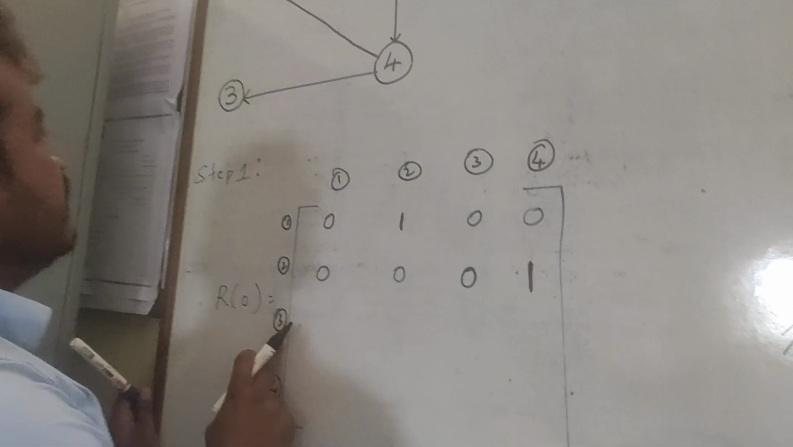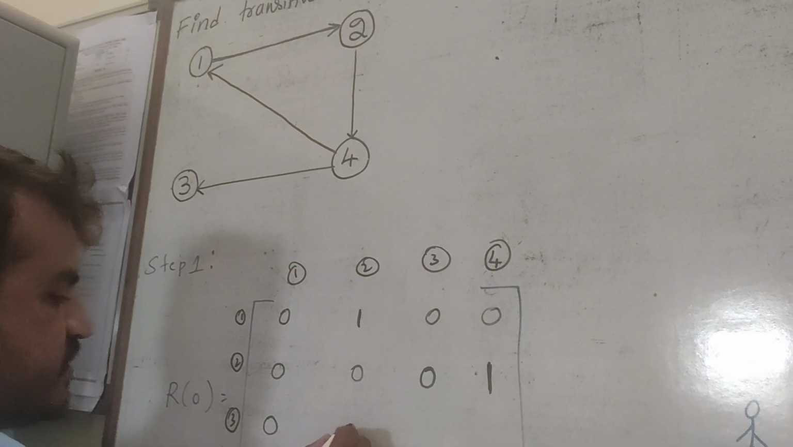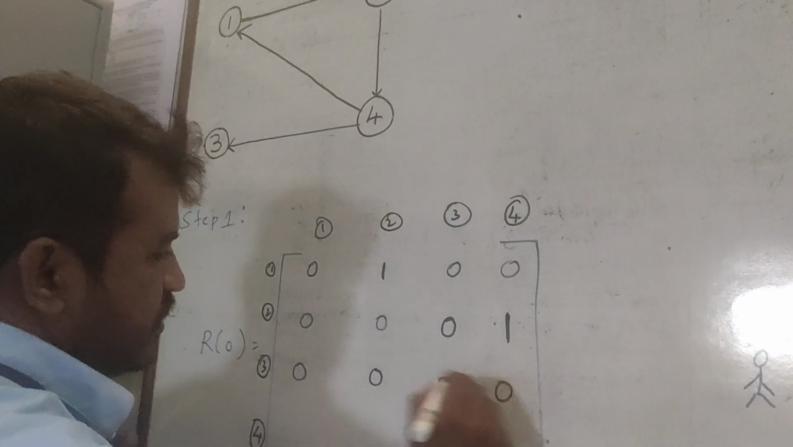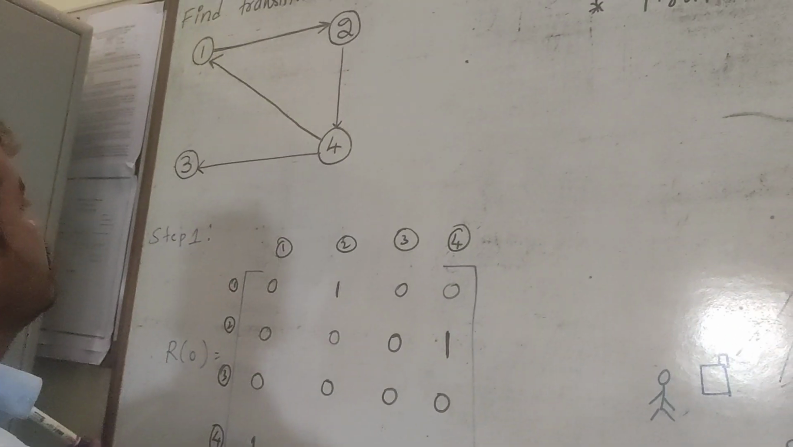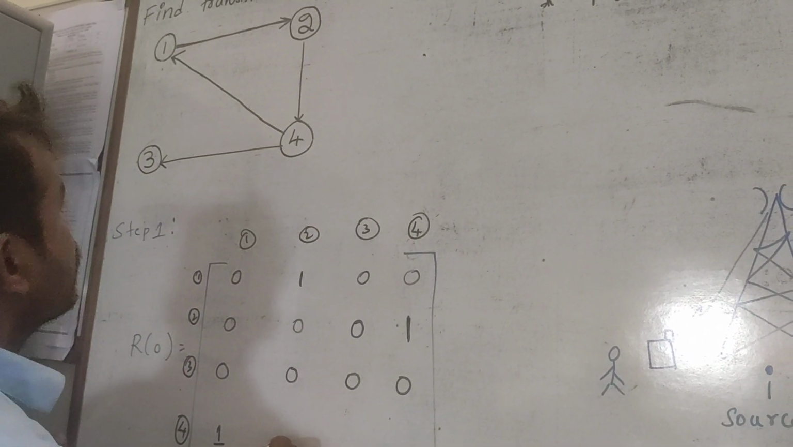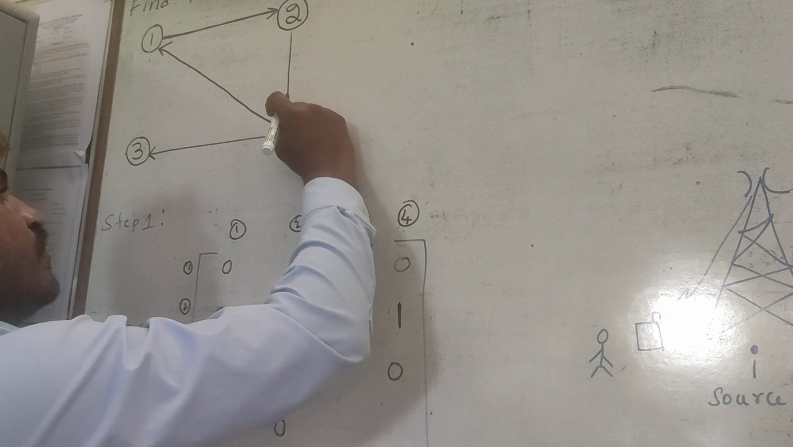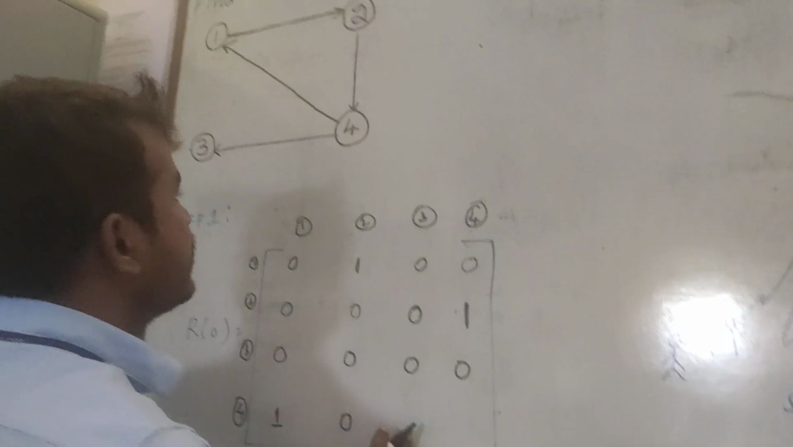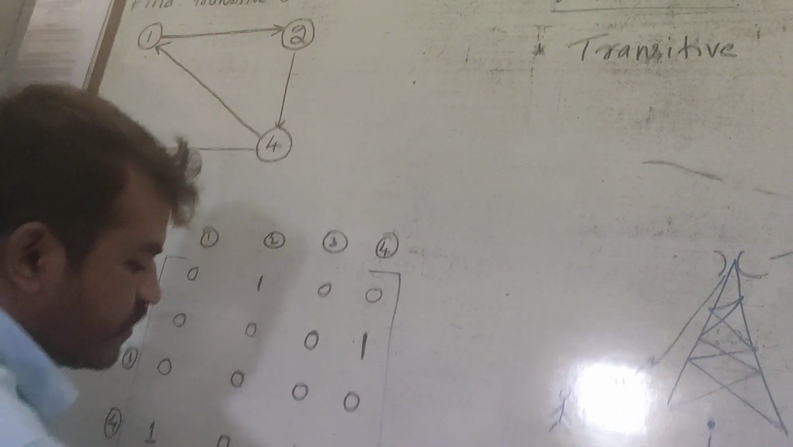Again, for 3: 3 to 1, there is no connection. 3 to 2, there is no edge. 3 to 3, there is no self loop. 3 to 4, there is no edge. 4 to 1, yes, there is an edge, so make it 1. 4 to 2, no; there is an edge from 2 to 4 but no edge from 4 to 2, since the arrow is given that way, so make it 0. 4 to 3, yes, there is an existing edge, make it 1. 4 to 4, there is no edge.